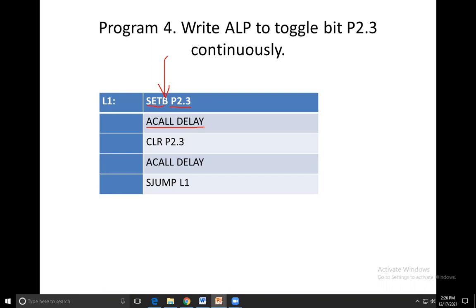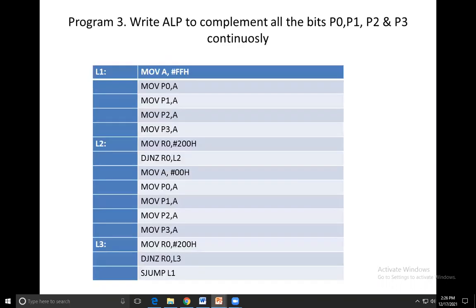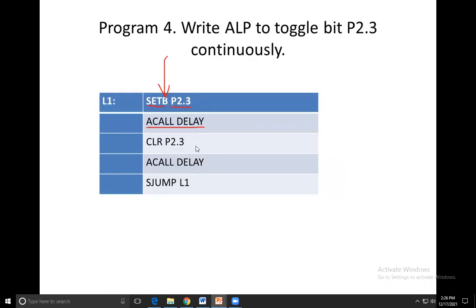You can write the same two lines here also, as seen in the previous program. These two lines we can use here for the expected delay. Then ACALL delay, then you have to use CLR P2.3.